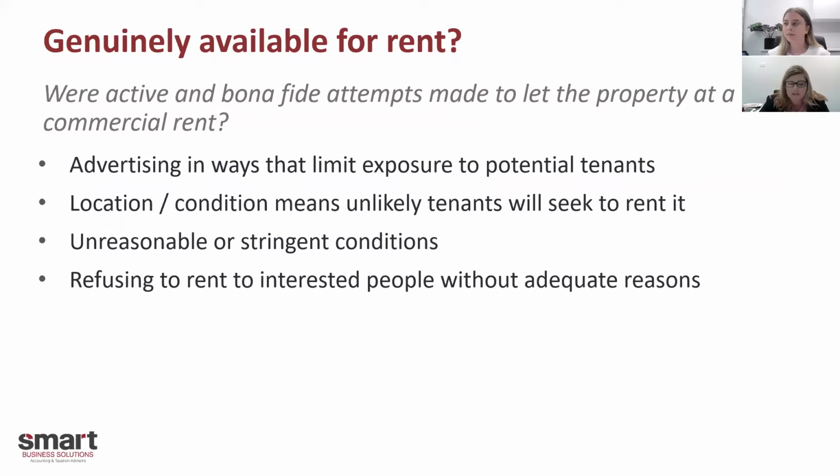So yes, we've got it available for rent, but these are all the requirements. And refusing rent to interested parties without adequate reason. So you really need to be able to prove, and I guess from a client's perspective, if someone has got a property available for rent and they don't have tenants in it, it needs to be really, I would say, the easiest way is that it is listed with an agent.